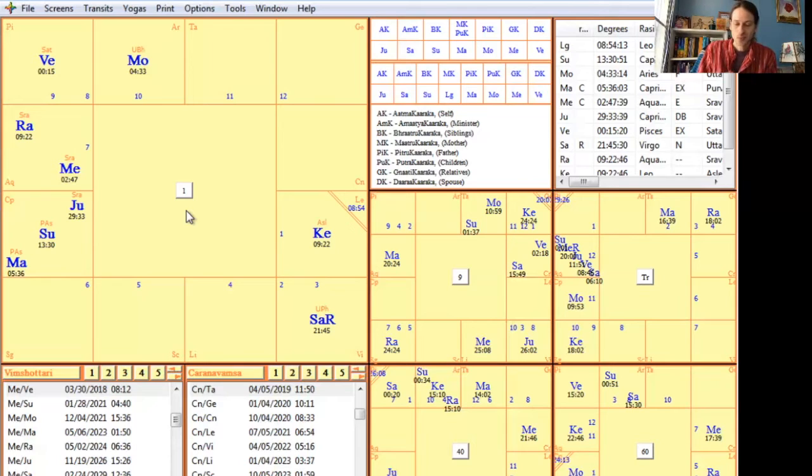So that's just really cool, because the ascendant is Leo, which is a sign of a kingdom, creating a new kingdom.